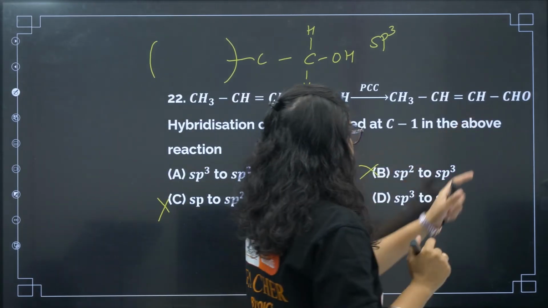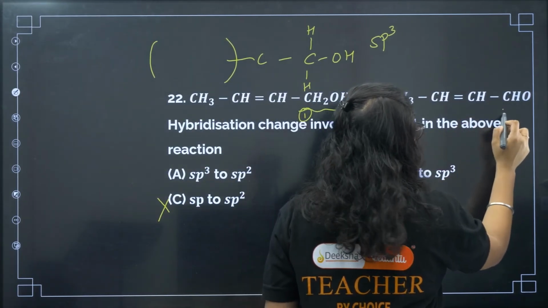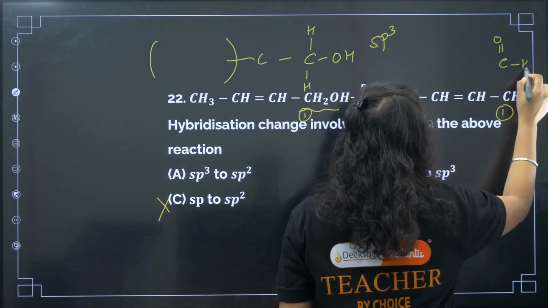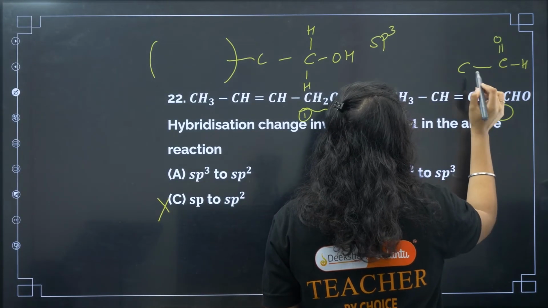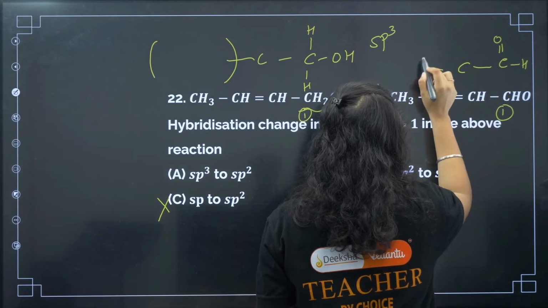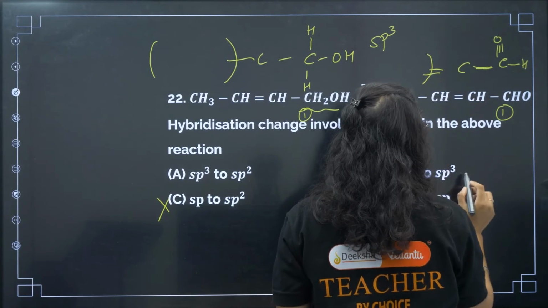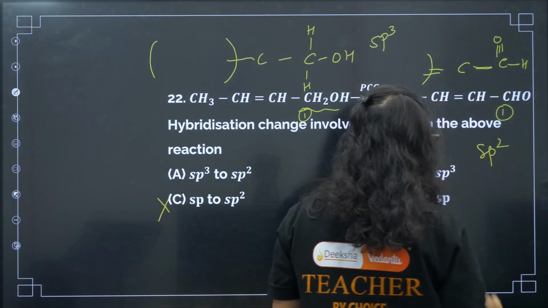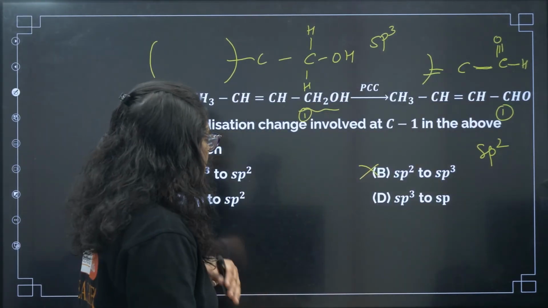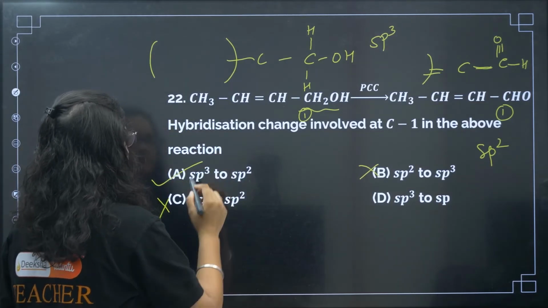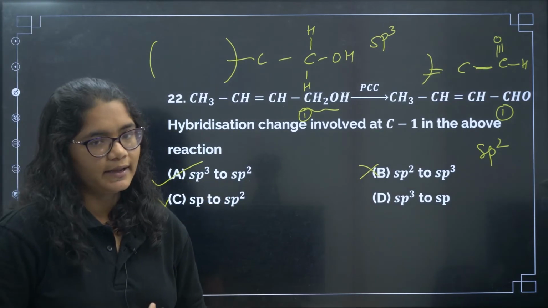Now if you see this one, this is my carbon 1, okay, this is also carbon 1 because it contains the functional group. So I'll have CHO here, this structure, and this side C, and this side the rest part is there. So now if you see here, we have 3 sigma bonds. 3 sigma bonds means the hybridization is sp2, right? So the hybridization changes from sp3 to sp2. So the correct answer for this question is option number A.